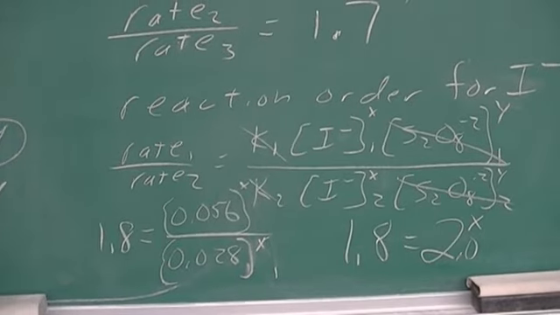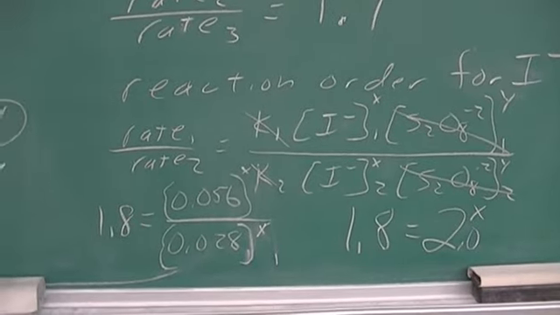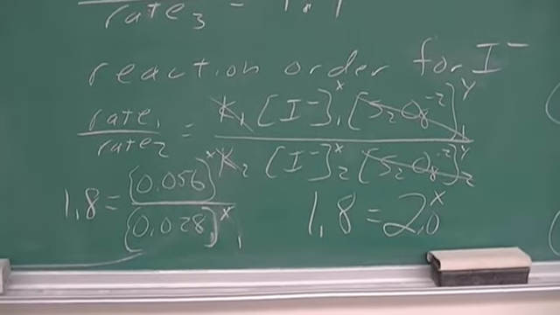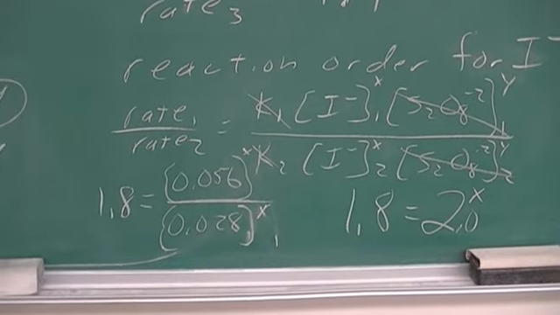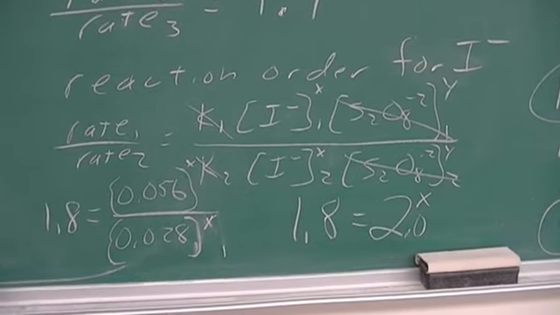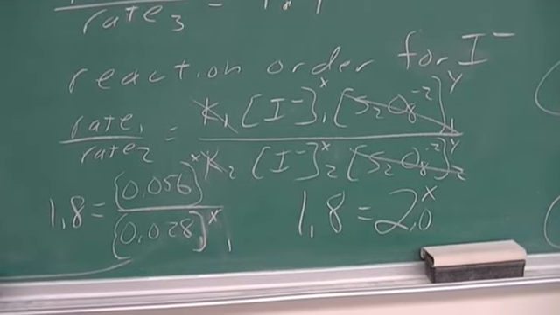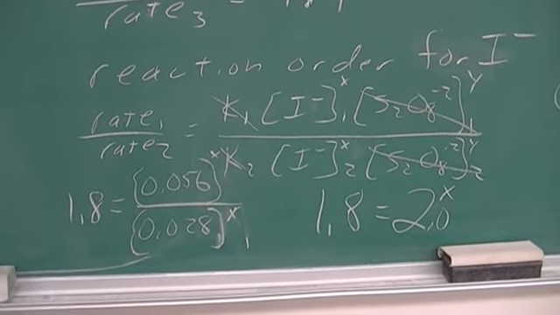So K1 and K2 are both constants, the same numbers, and so they cancel out. Your I minus concentration in run 1 was 0.056. In run 2, it was a different concentration, 0.028. When we look at our S2O8 for run 1 and run 2, we did not change our concentration of S2O8. And so the concentration in the numerator and the denominator are exactly the same, and they cancel out.